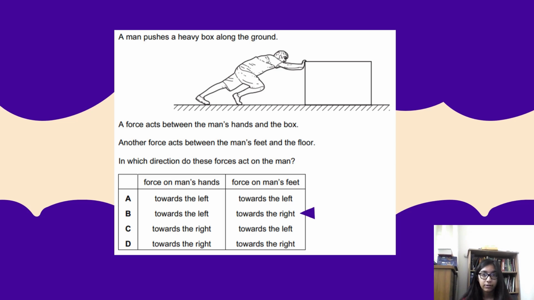If we follow the diagram, the man is trying to move the box to the right, and so the direction of force on the man's hand would be to the right. So the action force is to the right, but the question asks us for the reaction force, which is the force exerted on the man by the box and the floor. So the direction of the force exerted on the man's hand would be to the left. At the same time, he is trying to gain enough support so as to exert a higher force to make the box move. So the direction of the action force is to the left, but the reaction force would be working to the right side.